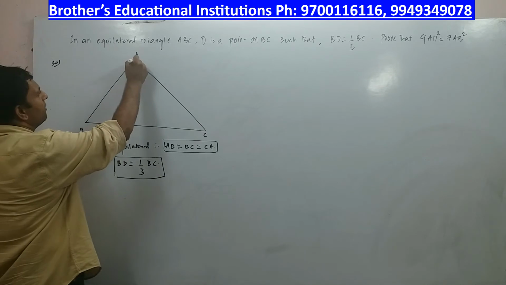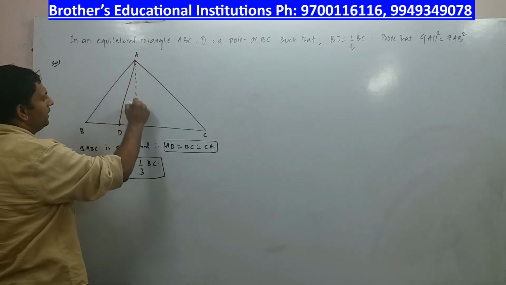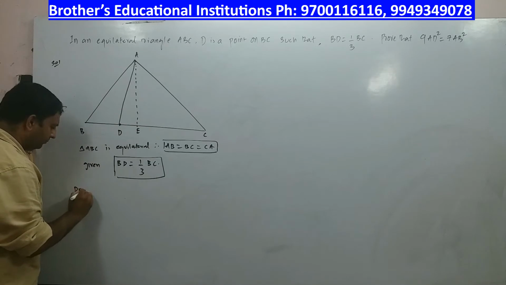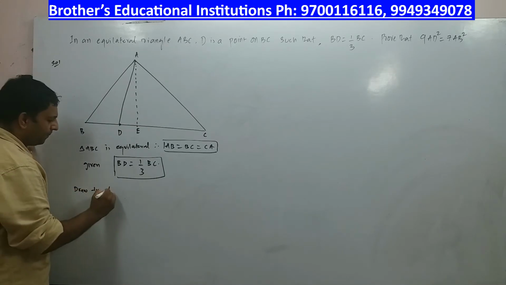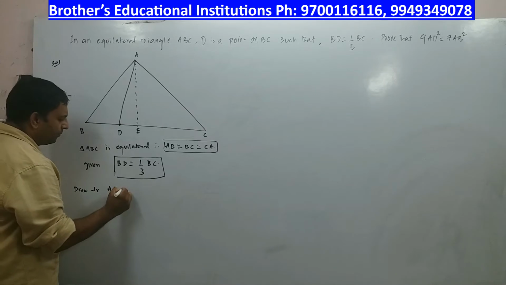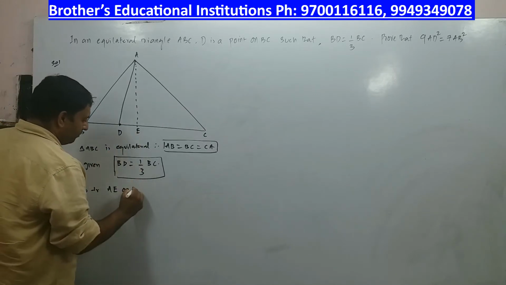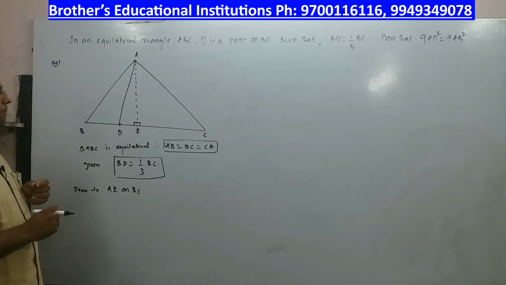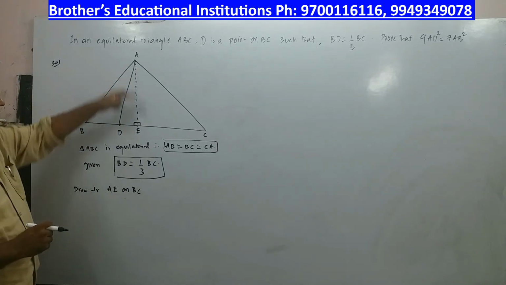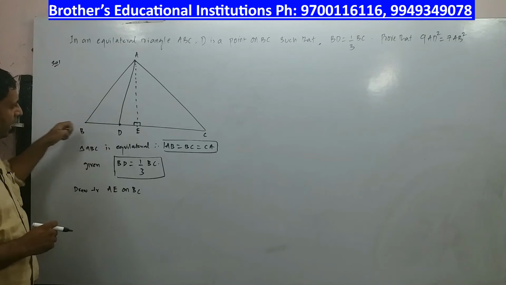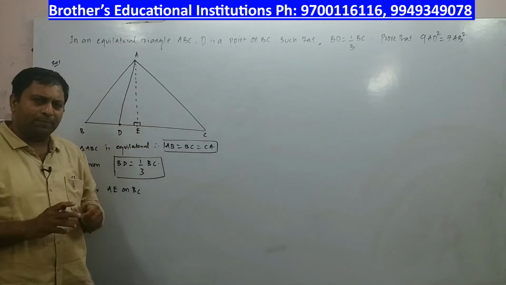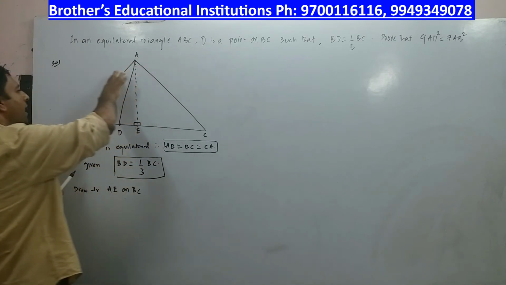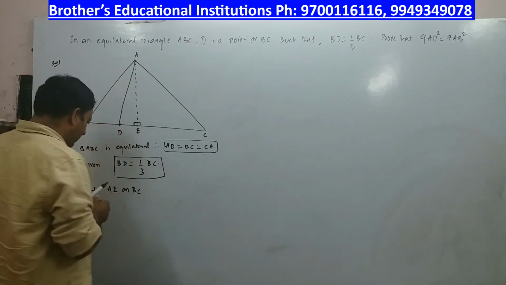Now let me have some construction. I will draw a perpendicular AE. I will say draw perpendicular AE on BC. So here it is, perpendicular AE on BC. Now can you see 3 right angle triangles are formed? Triangle AED, triangle AEB and triangle AEC. My interest lies only on this side because you are involved with AD and AB. So entire my interest is on this side only.